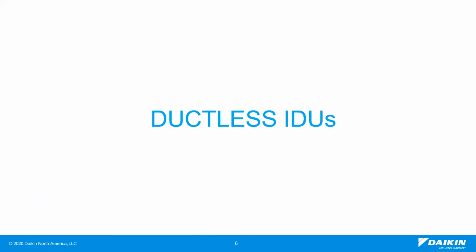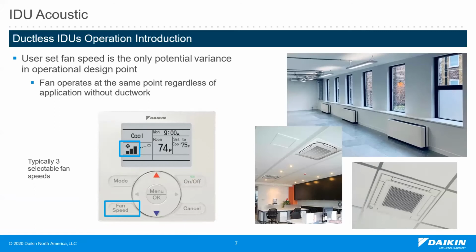Using our nav T-stat as an example, the user can vary the fan speed at the local controller, which in turn will affect sound levels at the indoor unit. Note that from a testing standpoint, the fan operates at the same point on each fan speed curve, regardless of application, without ductwork.